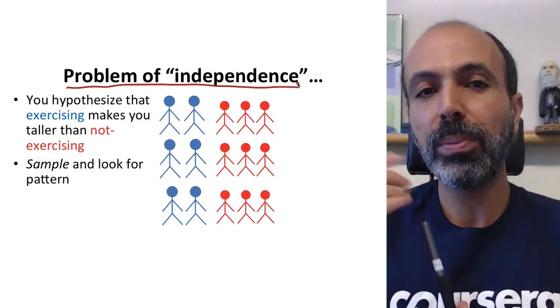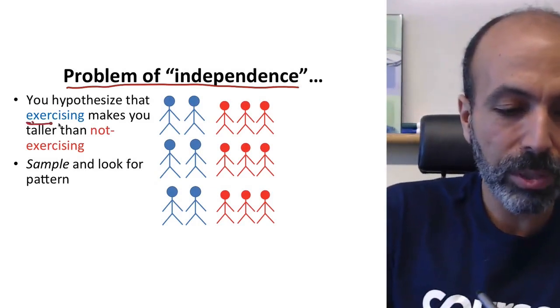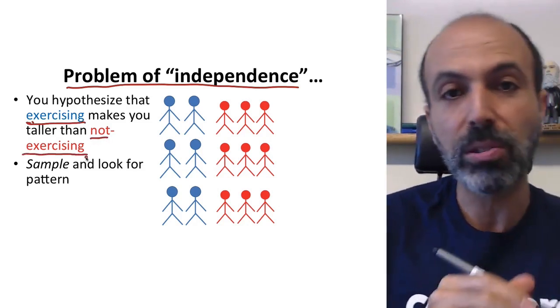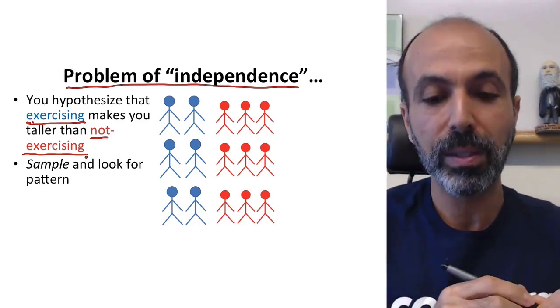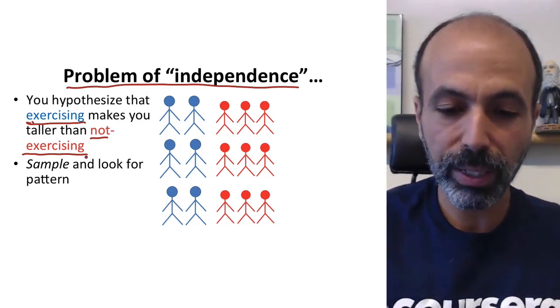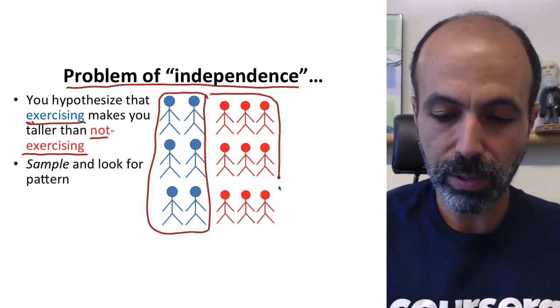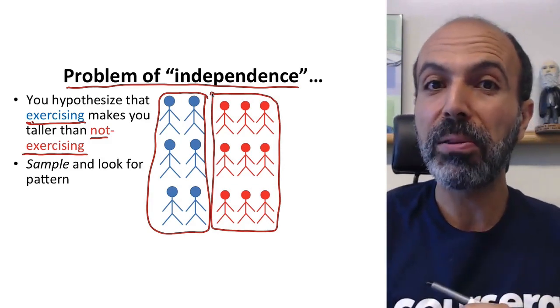So let me give you a simple example. Let's say you have 2 groups of people. One group that exercises, and I have them here in blue, and one group that does not exercise, and I have them here in red. So that would be equivalent to temperature, for example, in the previous example. And you sample a lot of individuals, and look at that. There's all the blue individuals, they tend to be kind of tall. There's the red individuals, they're not quite as tall. So there appears to be a pattern there, right?